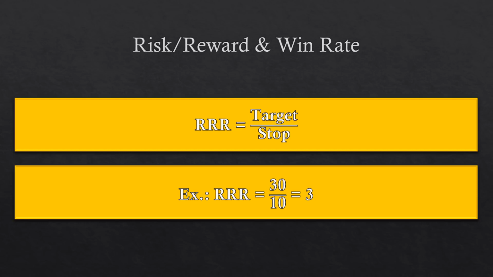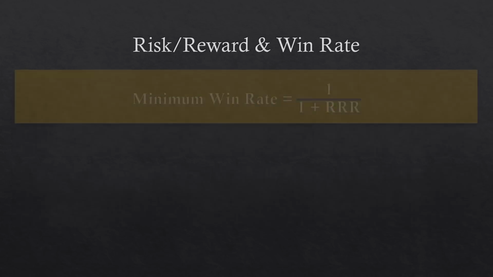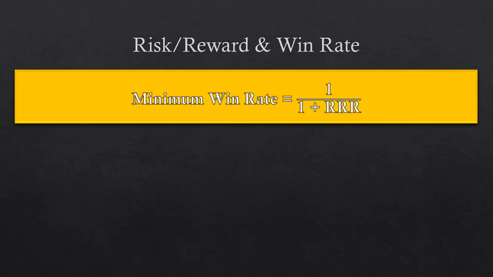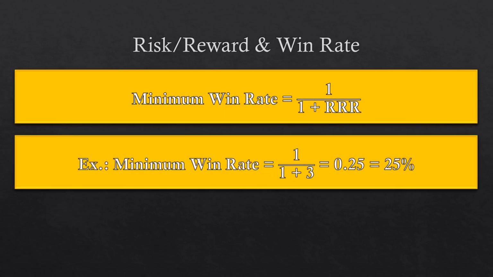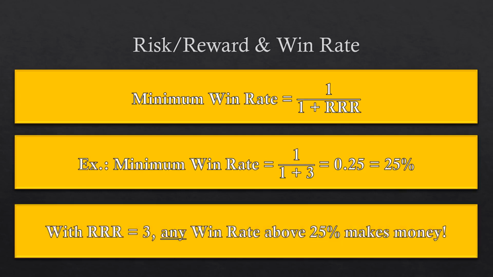The minimum win rate you need to make money with a given risk-reward ratio is given by the following formula: 1 divided by 1 plus the risk-reward ratio. If we use a risk-reward ratio of 3, we have a minimum win rate of 25%. That means that you only need 25% of your trades to be successful in order to break even. So it logically follows that any win rate above 25% will make you money, and therefore, any win rate above that is in fact good. In this example, we use a risk-reward ratio where the target is a few times larger than the stop.